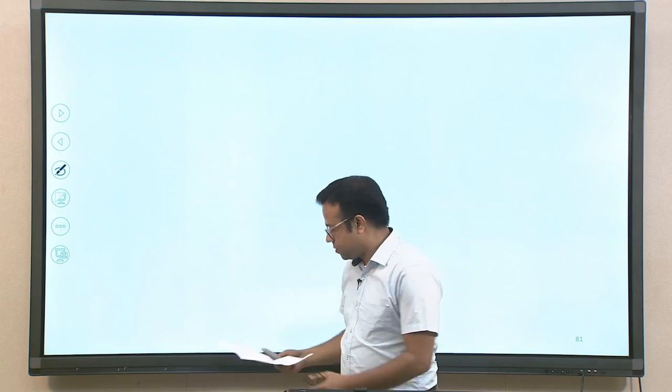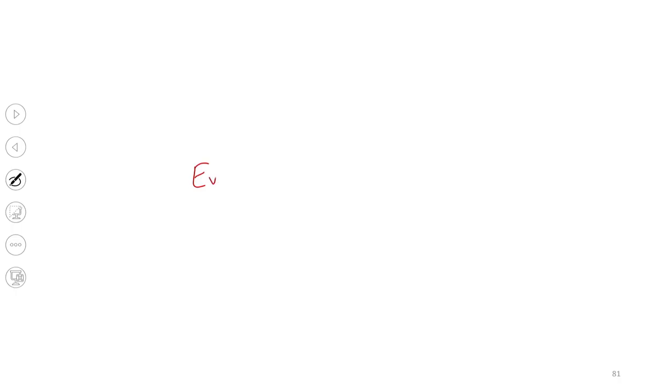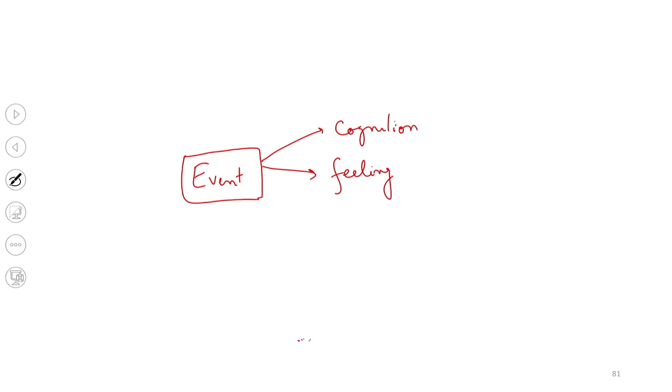So, basically this theory says that when an event happens, three things may happen simultaneously. One is cognition, where you think and perceive that event. Then feelings happen. So you see a snake and perceive a snake in terms of cognition, then you feel afraid, the feeling part, and then physiological changes, let us say your heartbeat increases. All happen simultaneously and independently. So this is what happens according to this theory.